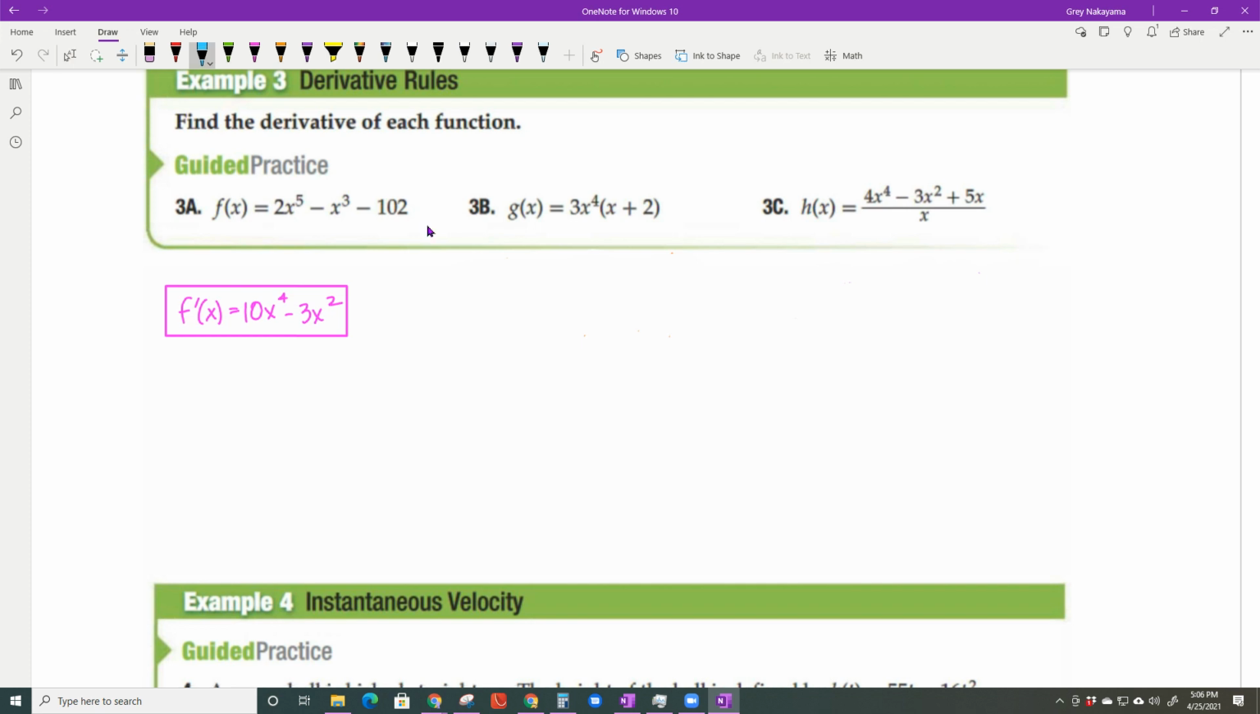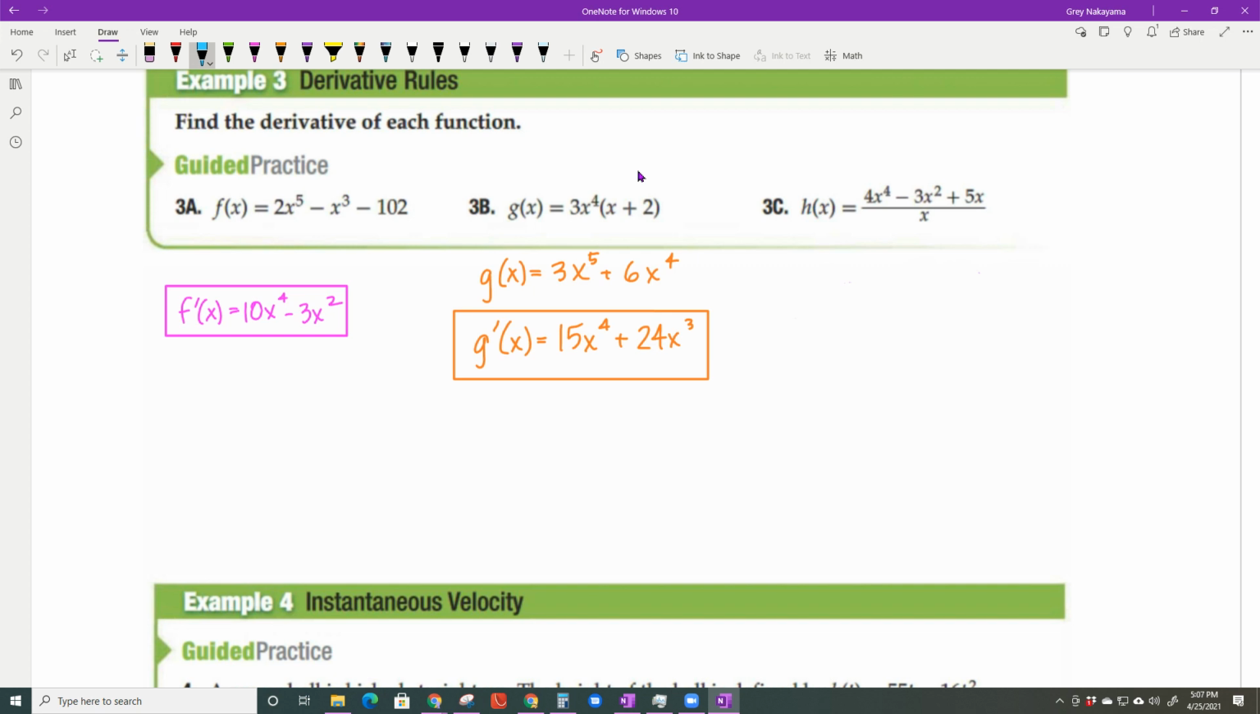Okay, look at 3b. You don't know how to deal with it yet. You have to get it to look like this. So you have to simplify this, and that means I have to distribute my 3x to the 4th through that parentheses. So that's going to give me 3x to the 5th plus 6x to the 4th. And now when I take the derivative, 5 times 3 is 15. Subtract 1 from 5 and you have x to the 4th. 4 times 6 is 24. Subtract 1 from that exponent and you get x to the 3rd. So that is the derivative.